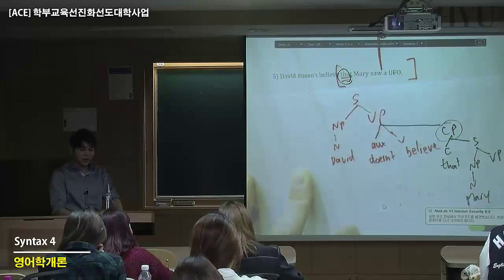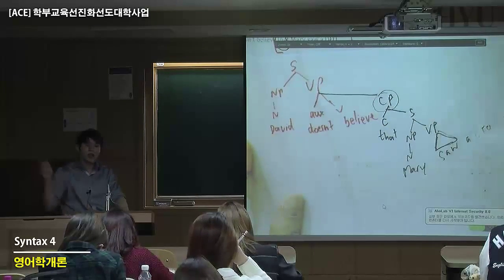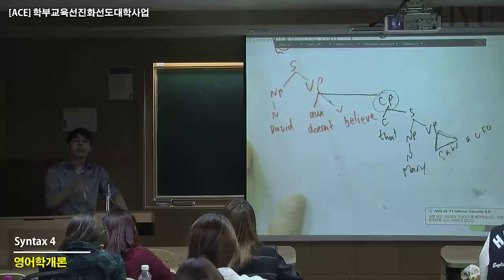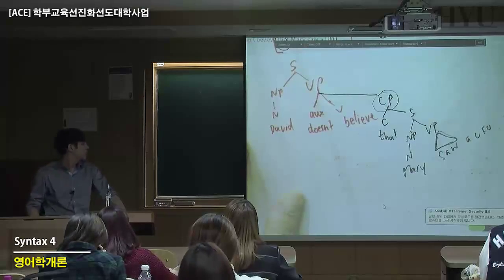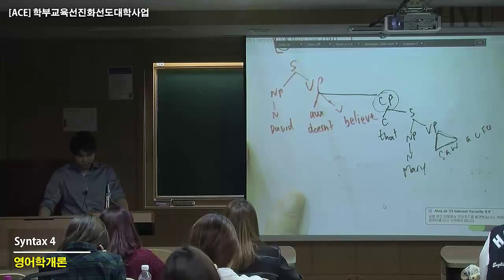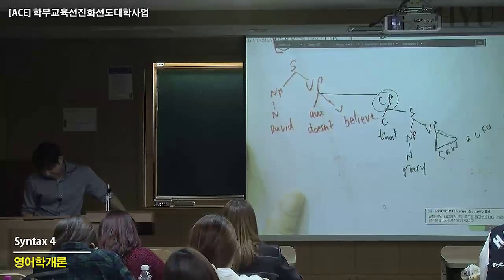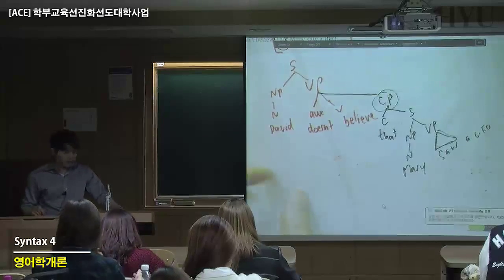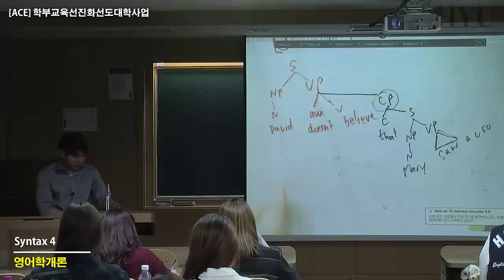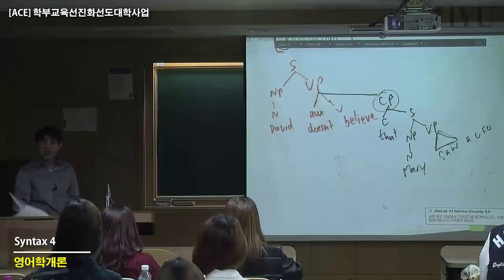Mary, and then saw a UFO. So I'll just use the triangle here because I trust that you can draw that. V, saw, UFO, NP, like that. Okay? So far so good? If so, can you try your hands on number 6 and 7?